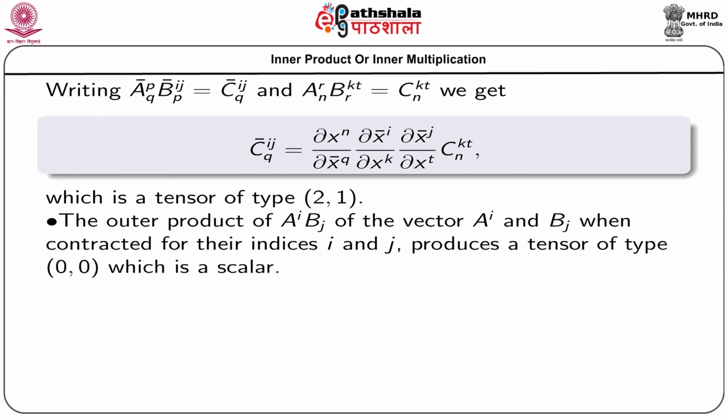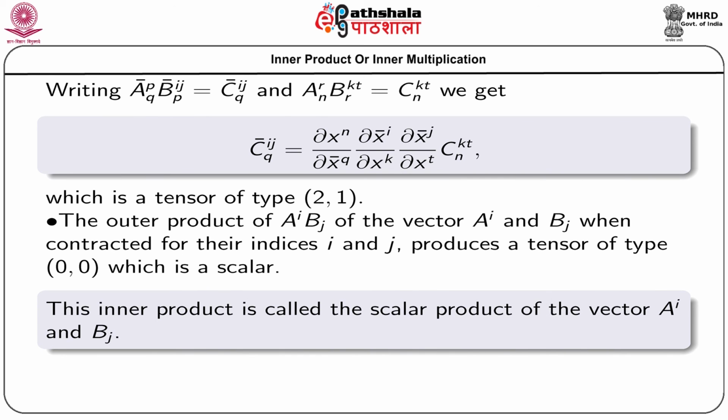The outer product of a contravariant vector A^i and a covariant vector B_j, when contracted over the indices i and j, produces a tensor of type (0,0), which is a scalar, and that is why the work done is a scalar quantity. We can easily see this. This inner product is called the scalar product of the vectors A^i and B_j, which is the generalization of the dot product of vectors.